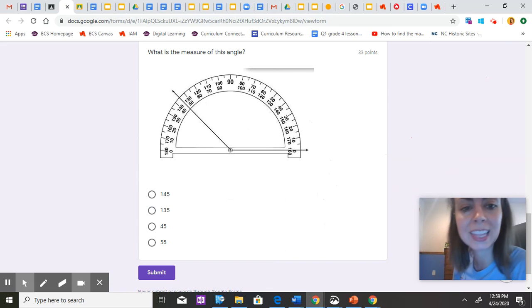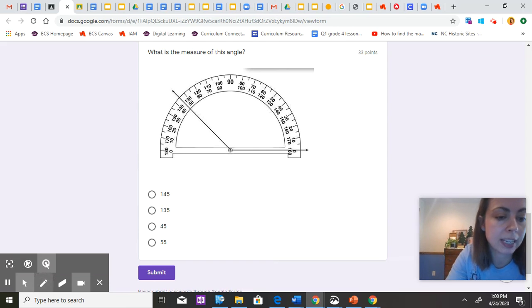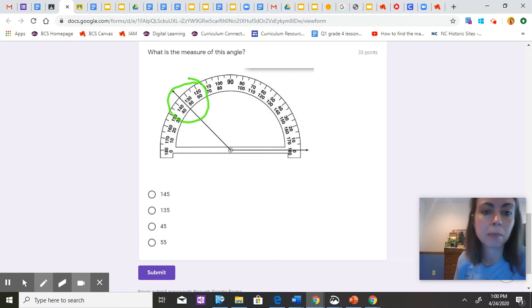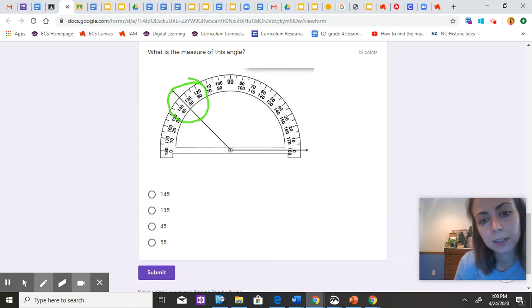What is the measure of this angle? All right, so for this one, it is right here in between 135 and 140, and then in between 40 and 50. So your choices would be in there.